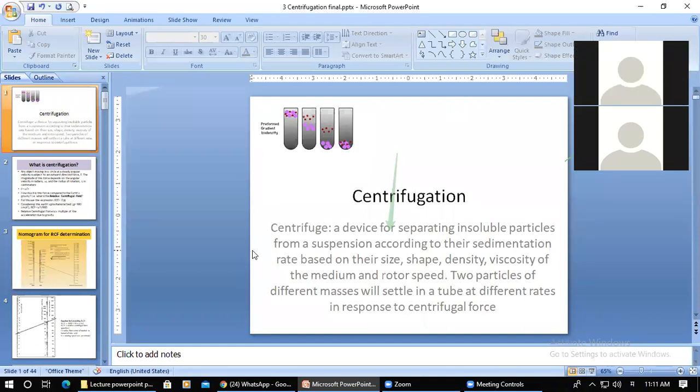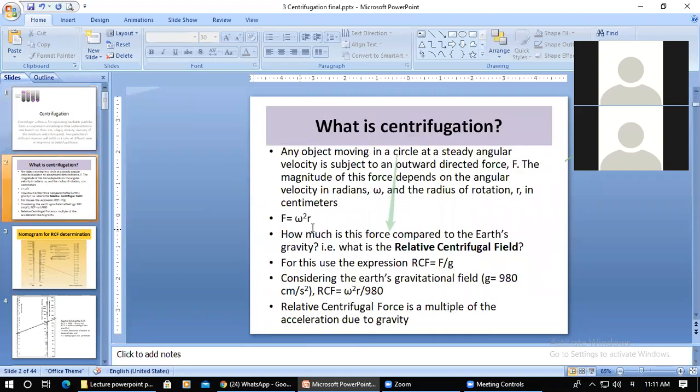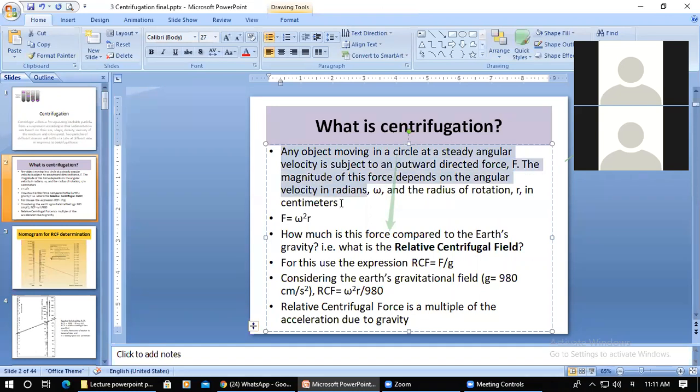Then we move on to the next slide, which again tells you about what is centrifugation. We are going into a little more specific aspect of the topic. Any object which is moving in a circle, any object means any particle in a liquid, right, which is moving in a circle at a steady angular velocity is subjected to an outwardly directed force, isn't it?